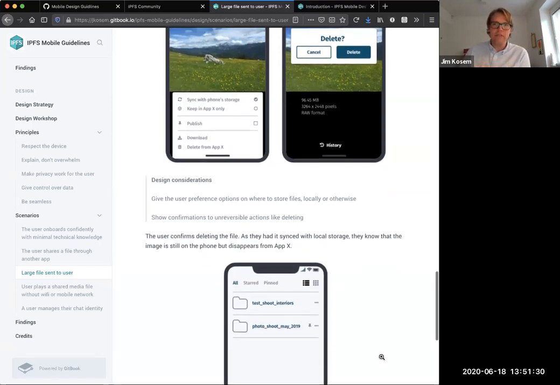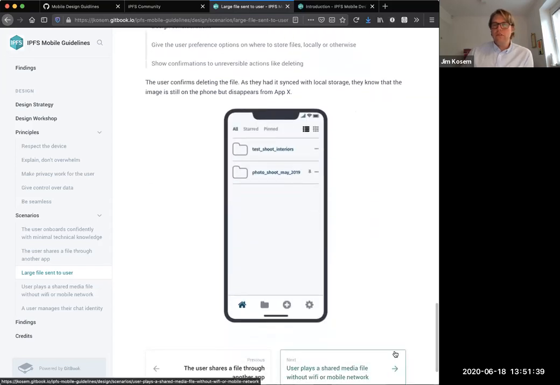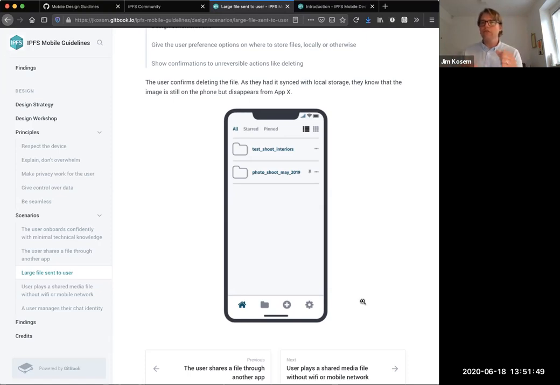That's part of the safety issues as well, trying to control as much as you can within the realms of how IPFS works. And in this case, the user deletes it and it's gone. That seems like a normal operation to them. Of course, that's because it's still on my phone, but it's disappeared from the network. So it's about working with these and trying to explain how it works while making it look like something they're already used to.